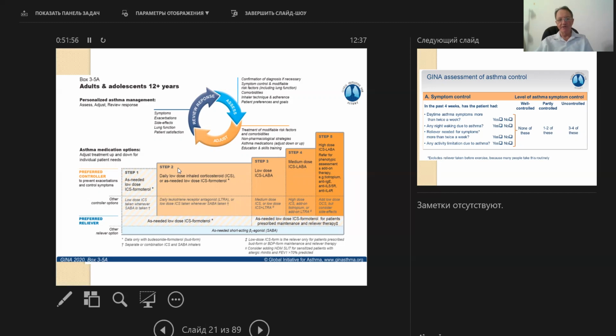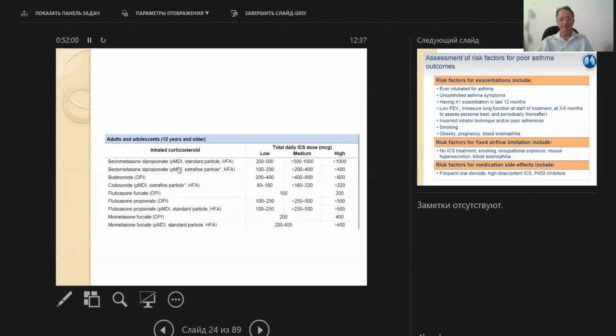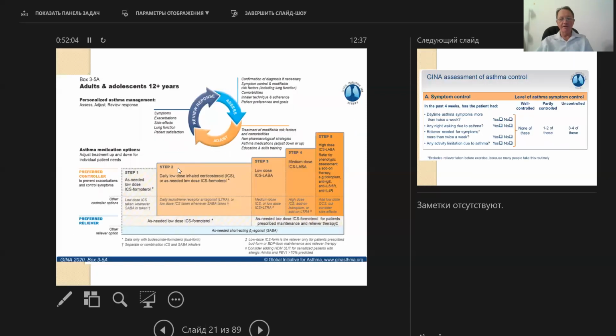But if patient has no control, what should you do? Firstly, you should evaluate patient's compliance, adherence to the treatment, and how patient uses these inhalation devices for inhalation, correct or incorrect.